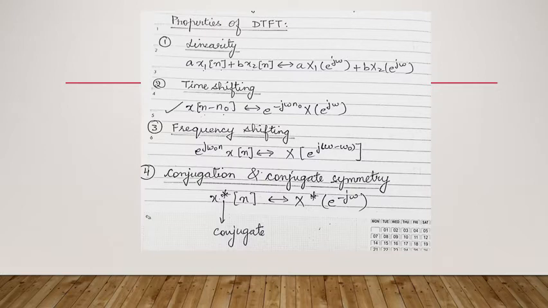Now let us see some properties of DTFT. The first property is the linearity property. What does the linearity property say? Let us have two signals in time domain given by x1 of n and x2 of n. And let's say we are taking a and b as some numbers, say a is equal to 3, b is equal to 4, something like that, and we are multiplying x1 of n by a and x2 of n by b.